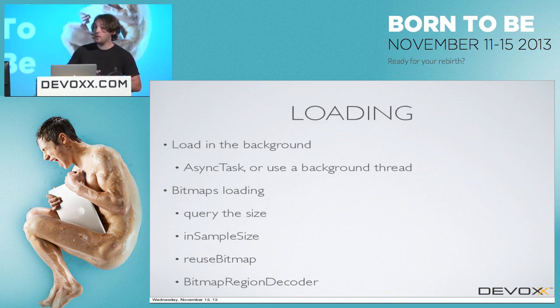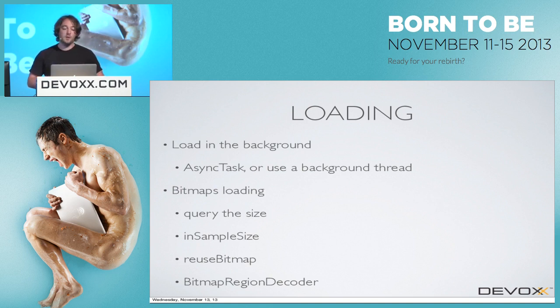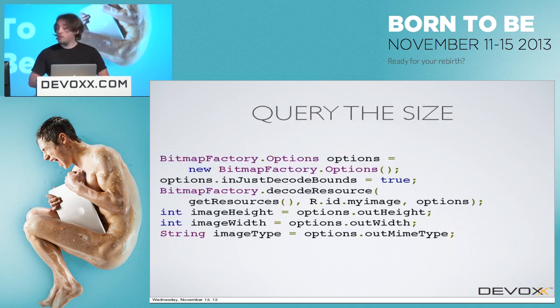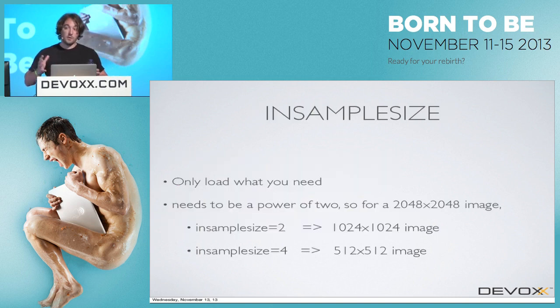There's a couple of things that you can do when you load a bitmap as well. First of all, nothing on the UI thread, obviously. So you can run the loading either in an async task, or you can have a background thread, whatever. The point is, don't run stuff on the UI thread. You can do interesting stuff as well when you load a bitmap. So you can query the size, and that basically will not load the entire bitmap in memory, which is nice. It's pretty fast, and like that you get the size.